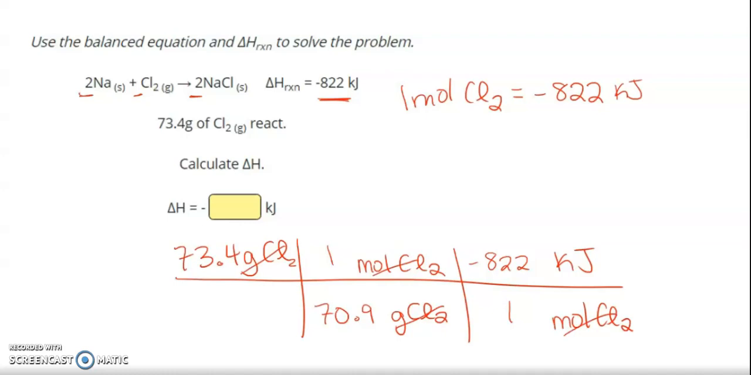In your calculator, you punch top times top times top, divide by bottom, divide by bottom. So 73.4 times 1 times negative 822 divided by 70.9 divided by 1 equals. And you get 850.98 kilojoules. And I'm going to round that. Oh, and that should be negative. I'm going to round that to negative 851 kilojoules.